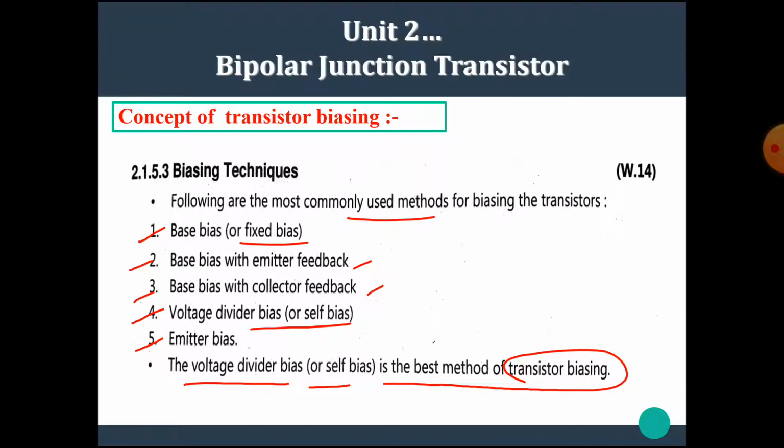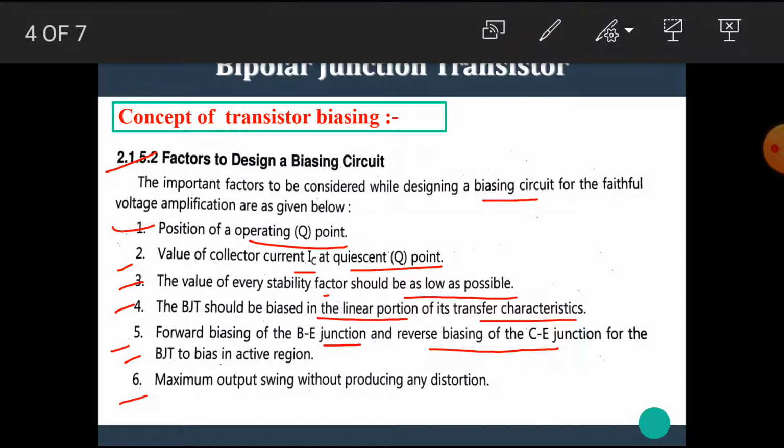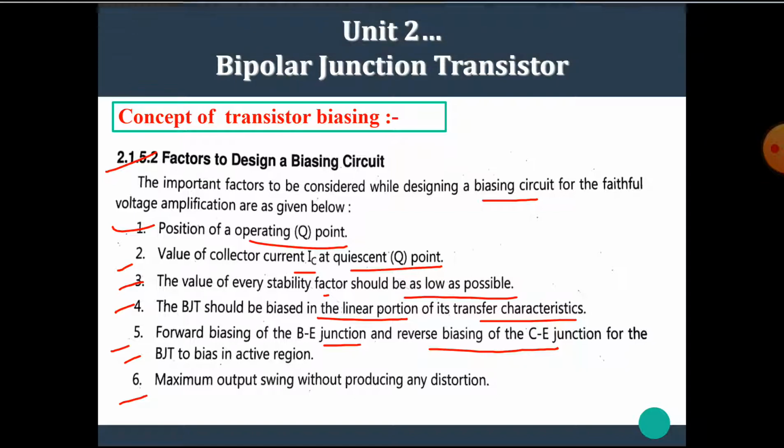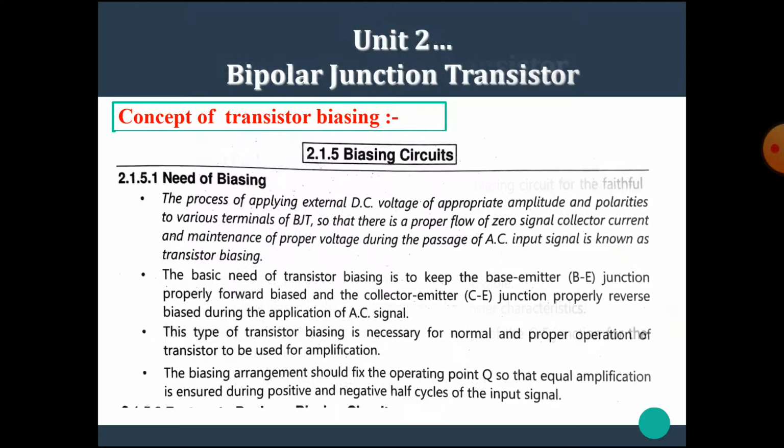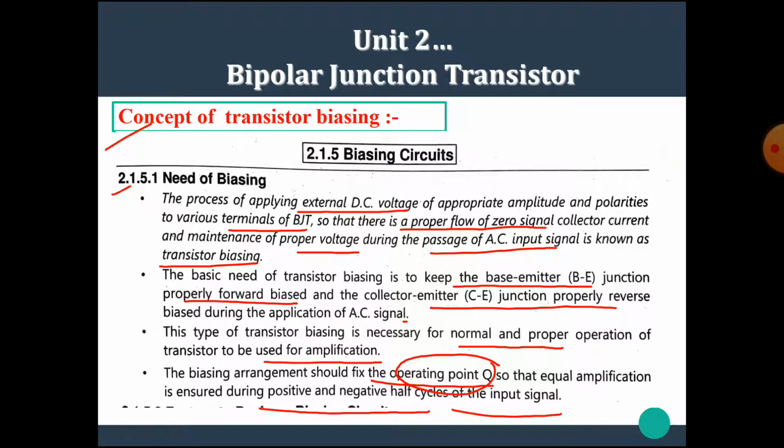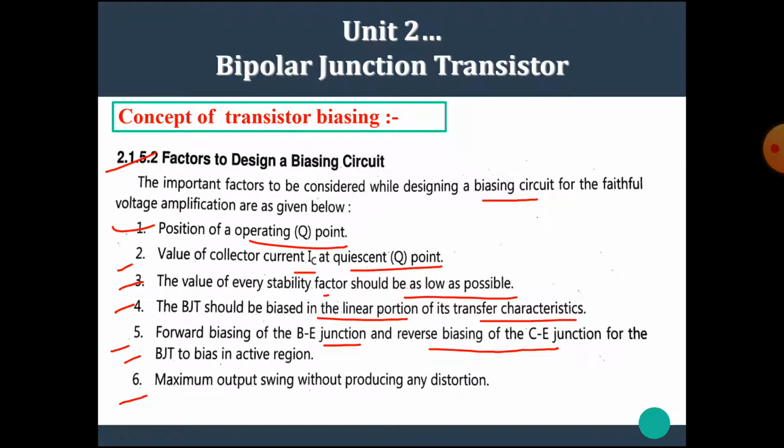Transistor biasing means applying a constant external DC source to the proper terminals of the transistor. The transistor has three terminals, and if we want to operate the transistor in the active region as an amplifier, then we have to make the emitter base junction forward biased and the collector base junction reverse biased. For that purpose, the position of the Q point is very important and very necessary.